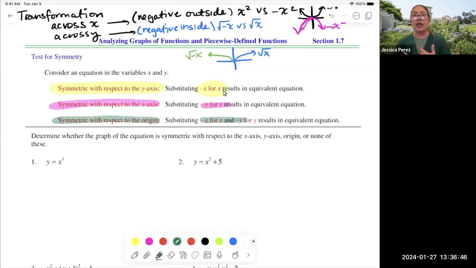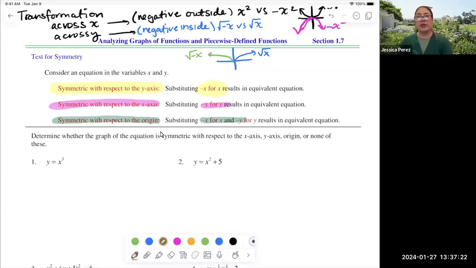So what we're going to be doing today is experimenting with what happens when I put in negative x for x. Is it the same equation? Is it not the same equation? If it is the same equation, it's symmetric towards the y. If you change the y for the negative y and it's still the same equation, then you're symmetric towards the x. And lastly, when you change both negative x and negative y for positive x and y, and you get the equivalent equation, that means you are symmetric towards the origin.